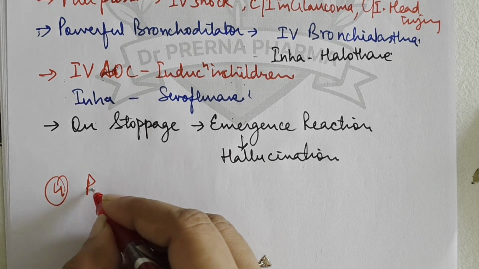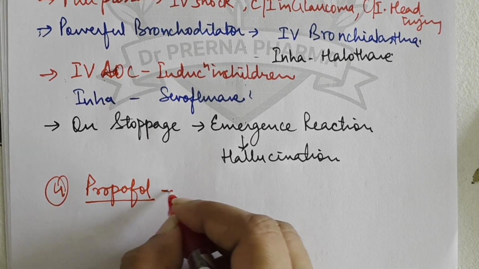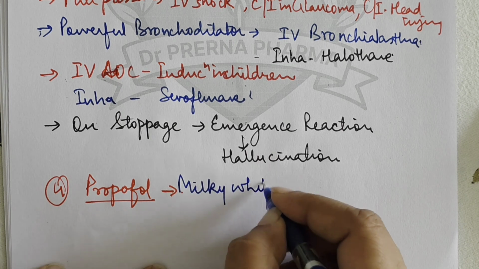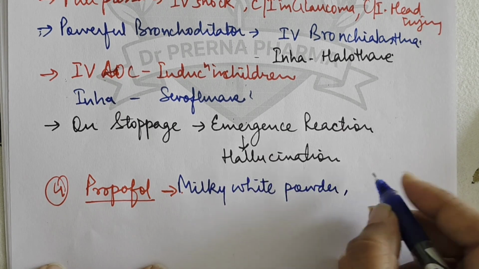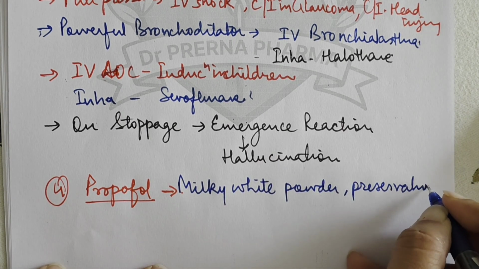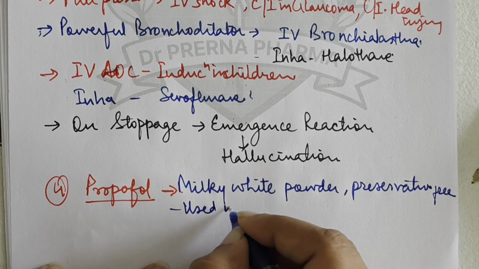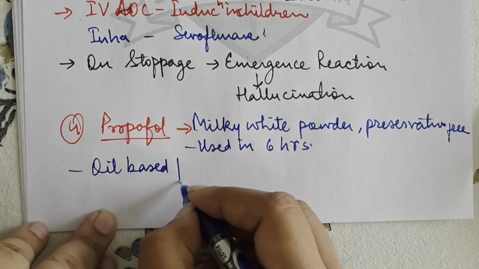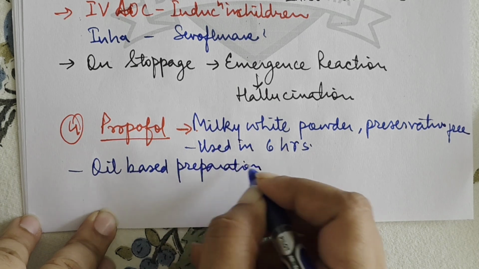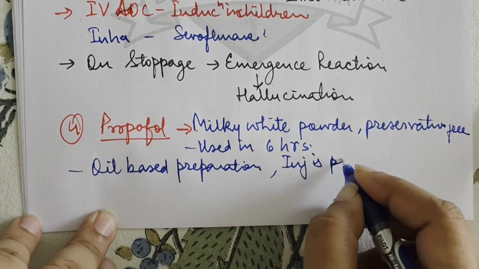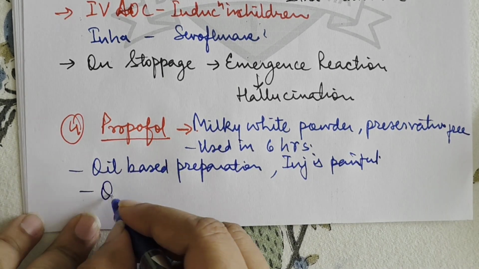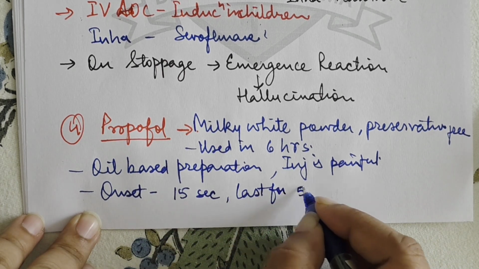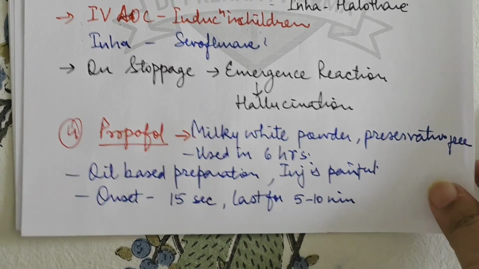The next agent that we discuss is propofol. Now propofol is basically a milky white emulsion, and it is preservative free. So it has to be used within 6 hours. Then this is an oil based preparation, and so the injection is painful, right? Then onset of action is within 15 seconds, and it lasts for 5 to 10 minutes due to redistribution.